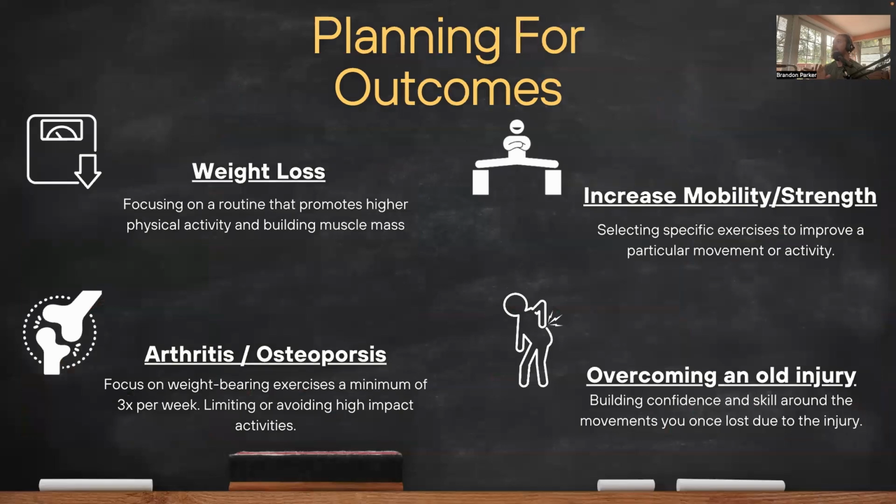So, let's talk about the different outcomes that you could be planning for when building your program. These are probably the most common that I work with, or at least people come to me for additional guidance. First and foremost, you have weight loss, right? With weight loss, you want to focus on a routine that promotes higher physical activity and also focus on building muscle mass. The reason why is because when we increase our physical activity, we're burning more calories. And then when we build more muscle, our body naturally needs more calories each day to just sustain life.